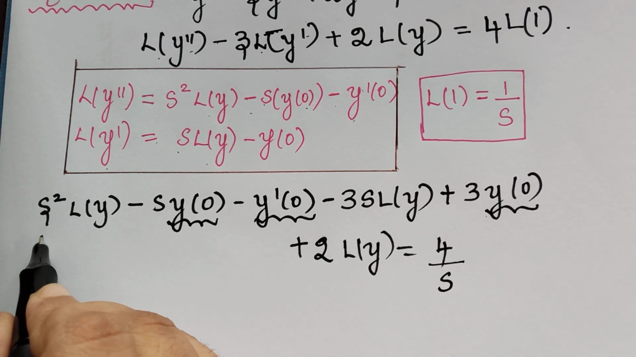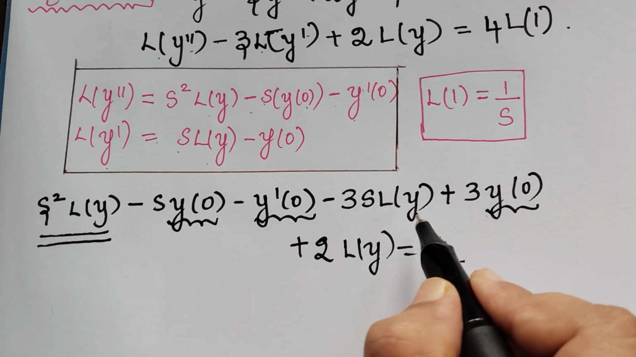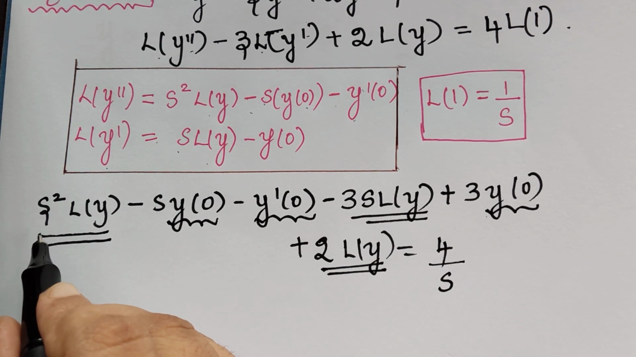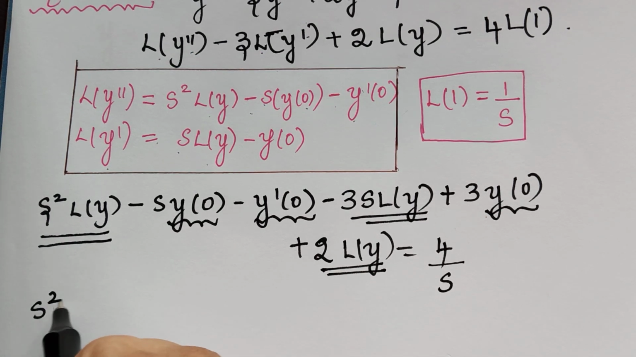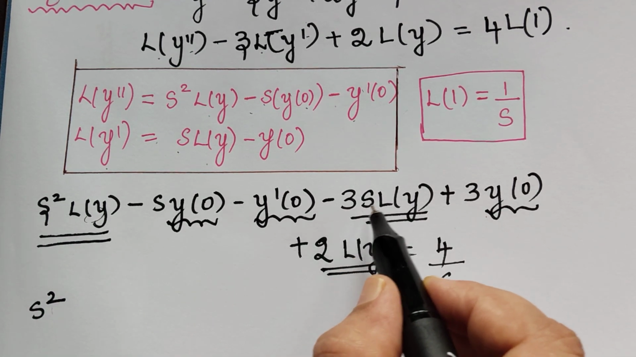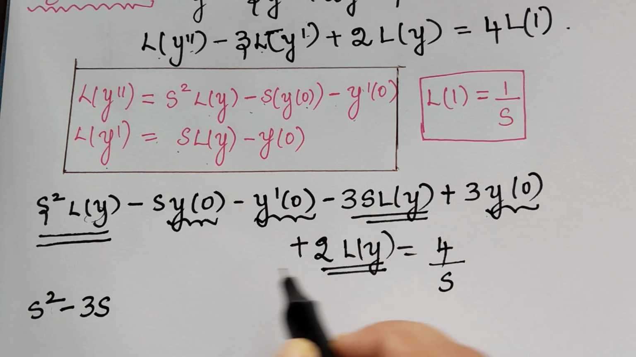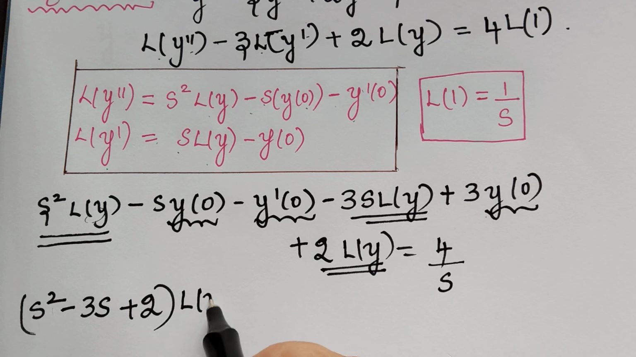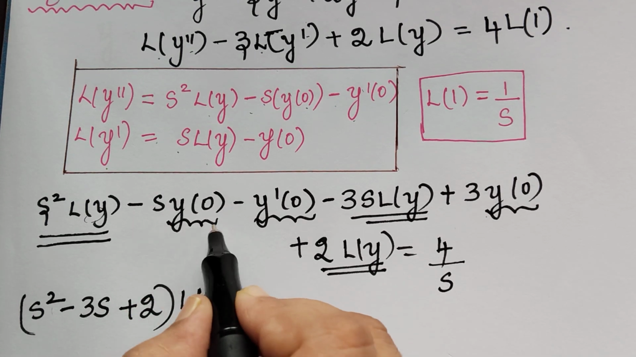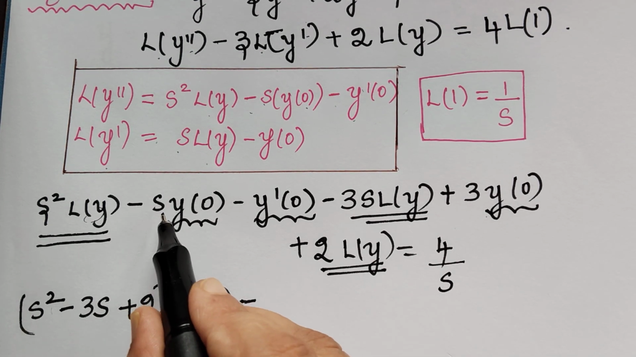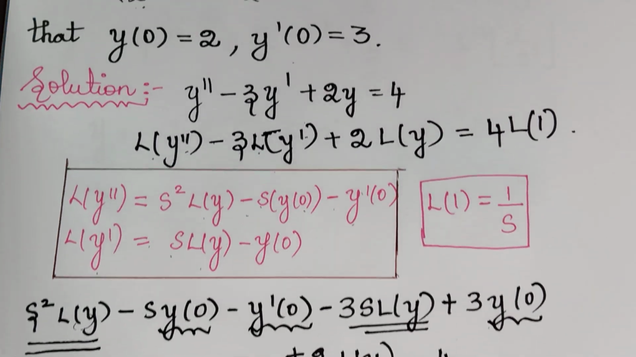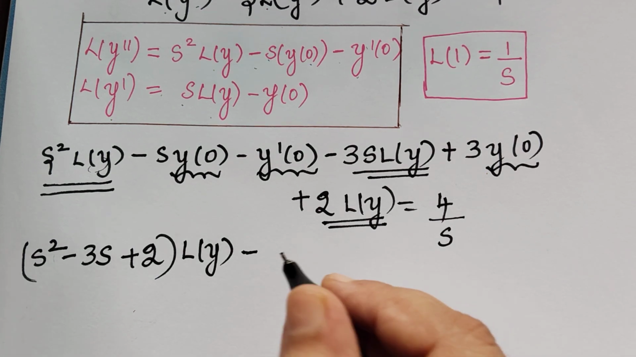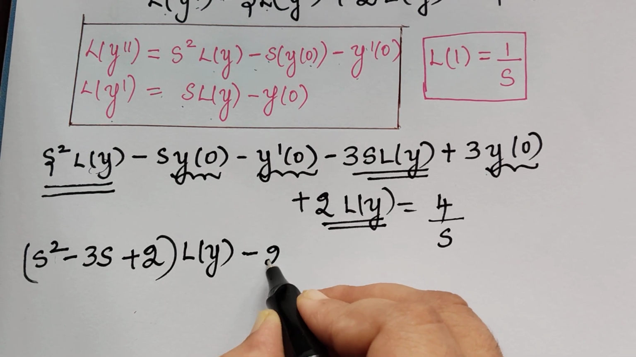Then from the terms with L of y, we will take L of y common. So here we have s square L of y, minus 3s, and then plus 2, and L of y is common in all these three terms. Then this term we will write as minus s into y of 0. What is y of 0? From the given question it is 2, so it will be s multiplied with 2, so it will be 2s.